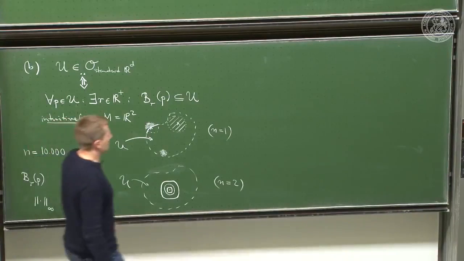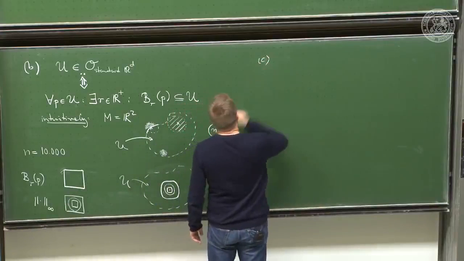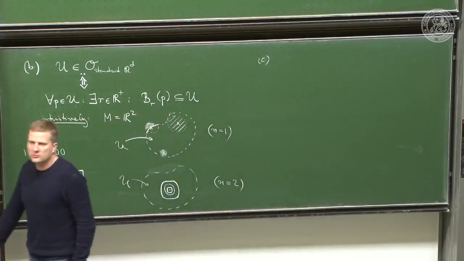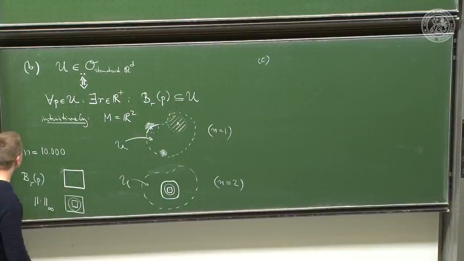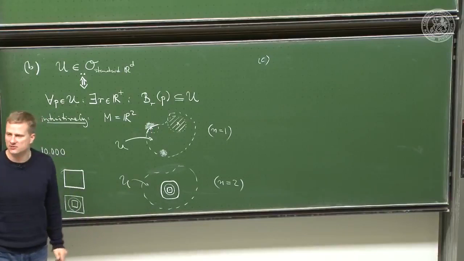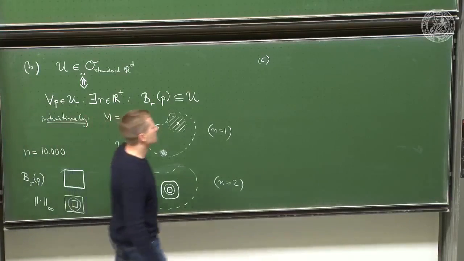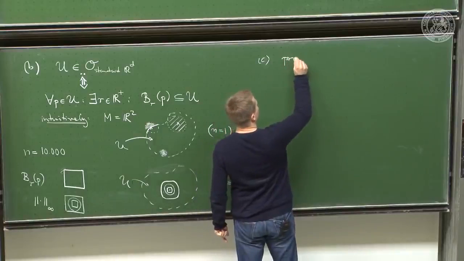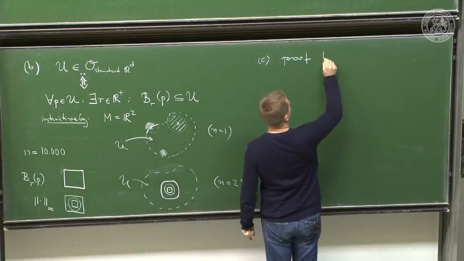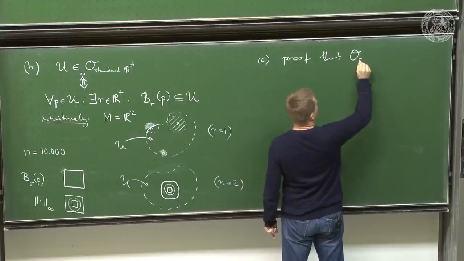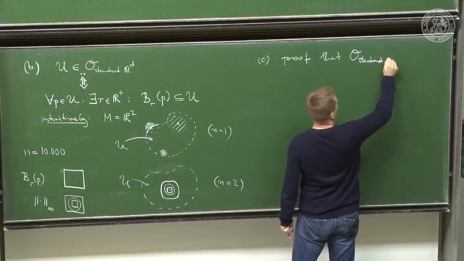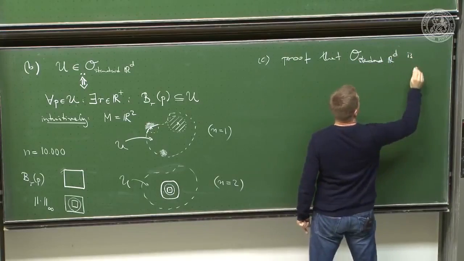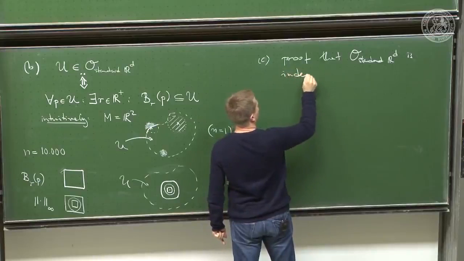Okay, that's this thing. Now, I said it proceeds in 3 steps. I still owe you the proof that this construction actually yields a topology. So, proof that this construction yields a topology. Proof that O standard on R^d is indeed a topology.